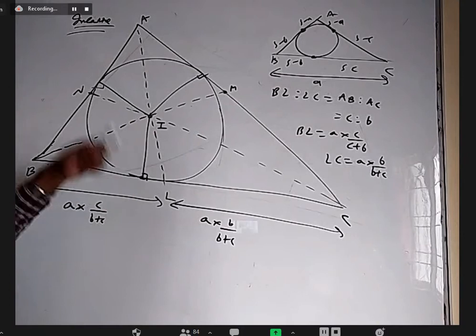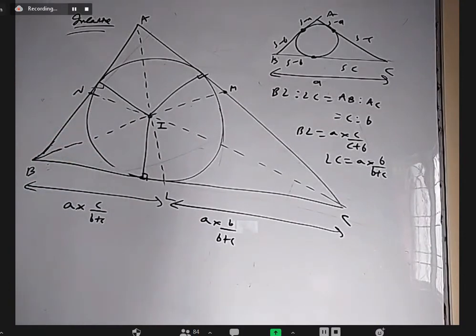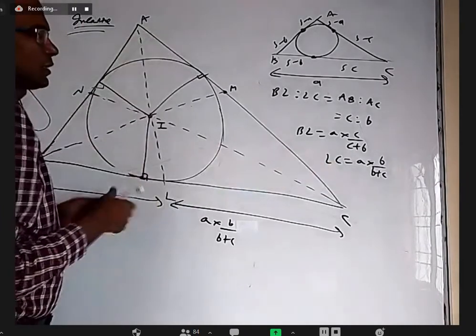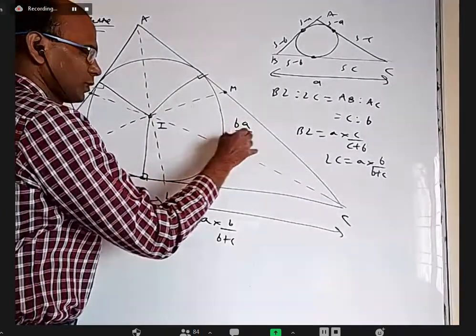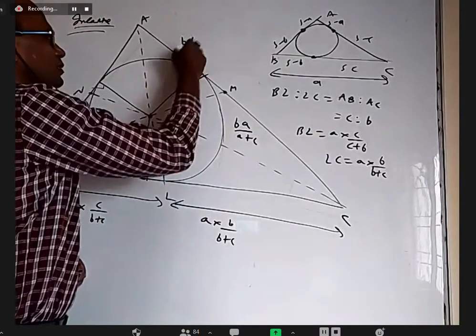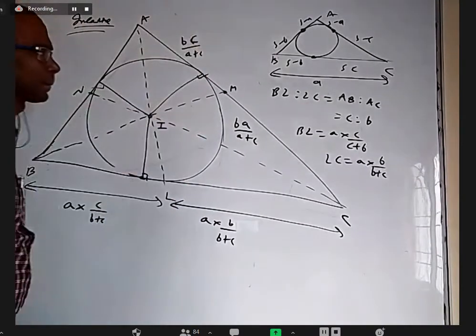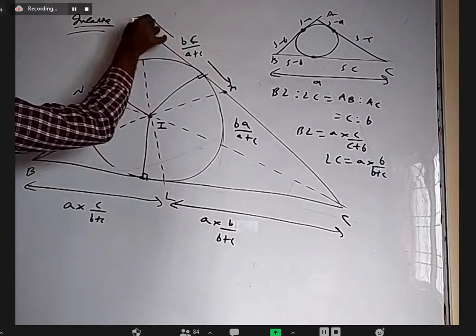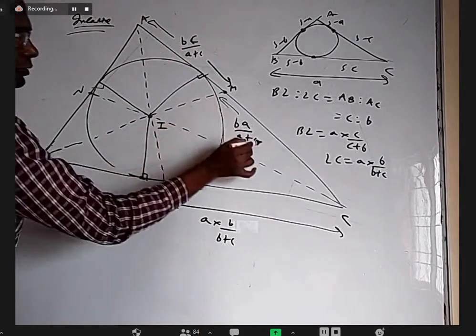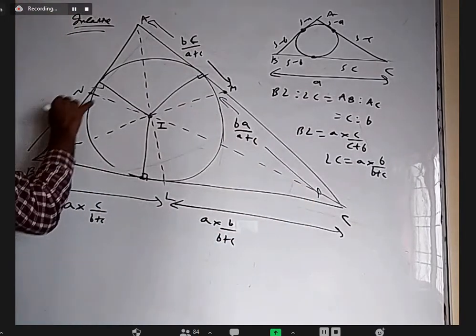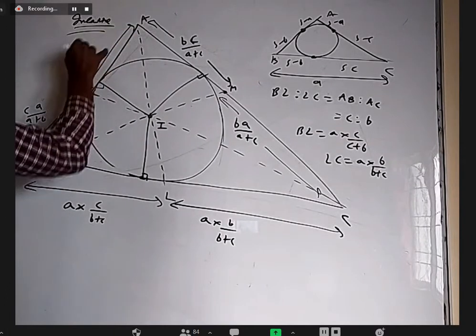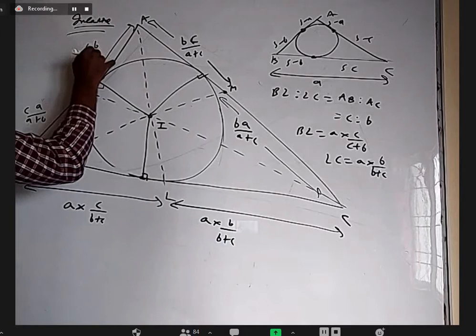Similarly, you can find CM and MA, and AN and NB. If you want, you can just write what is there. This total length is b, so this is BA by a plus c, and this is BC by a plus c, up to AM. If you want the BN length, the total is CA by a plus b, and this will be CB by a plus b.